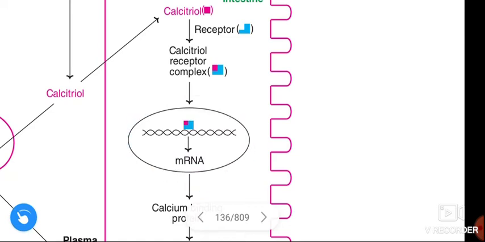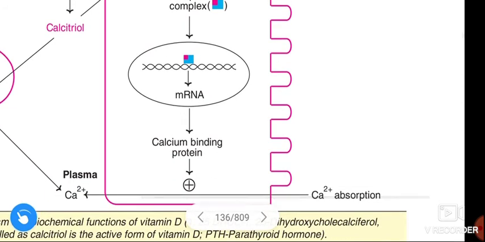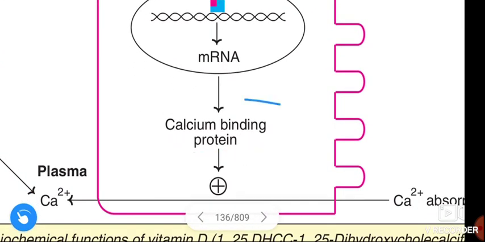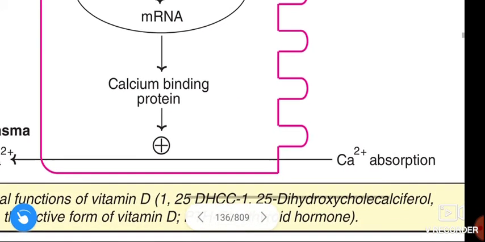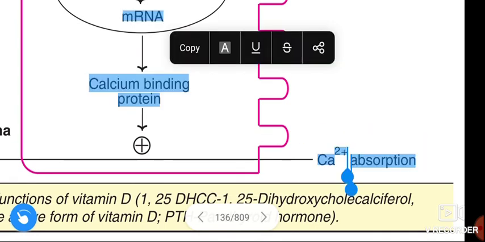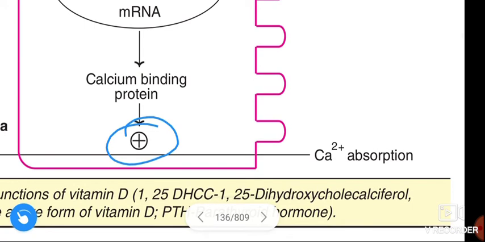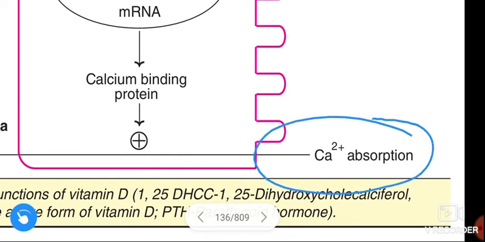In nucleus, some specific DNA is present which leads to the formation of calcium binding protein, and this complex binds to the DNA, which leads to the synthesis of calcium binding protein. This calcium binding protein stimulates the absorption of calcium.